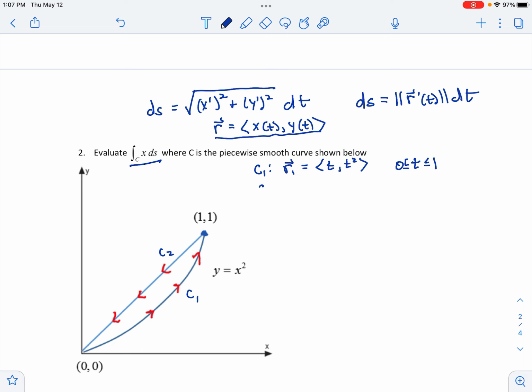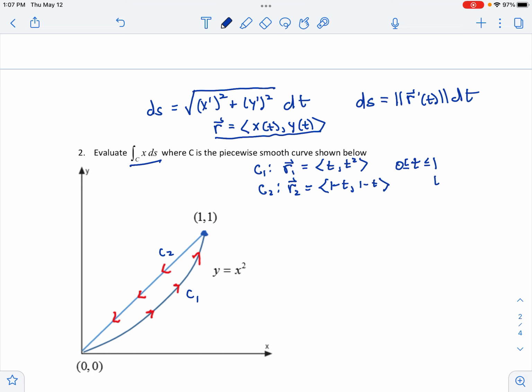Now, while I'm at it, let's get C2. Now, I have to be careful here because with C2, you're going from 1, 1 to 0, 0. So you're going from right to left. So you have to really be careful there. So let's see here. Maybe I'll do this: 1 minus t and 1 minus t for both of them, right?